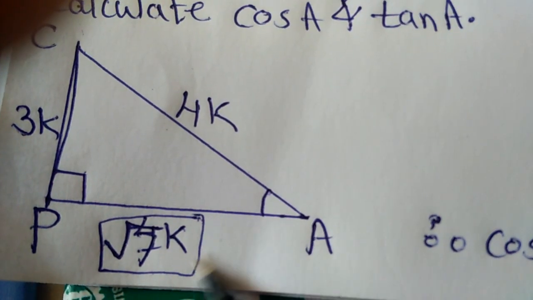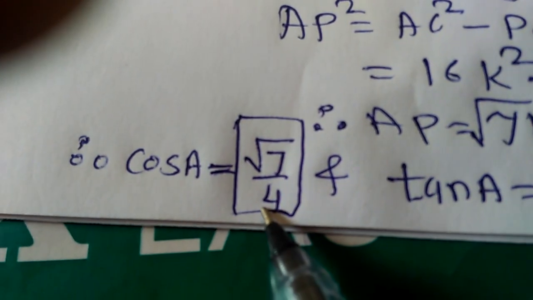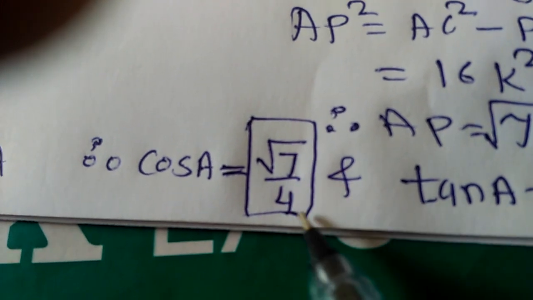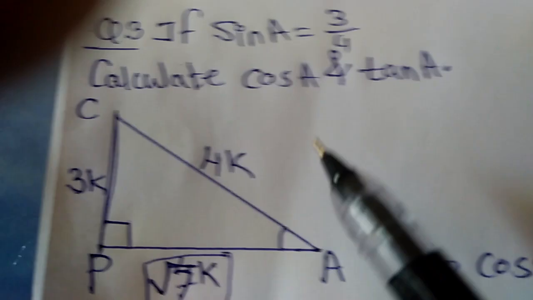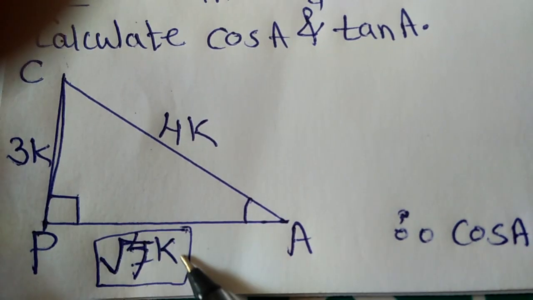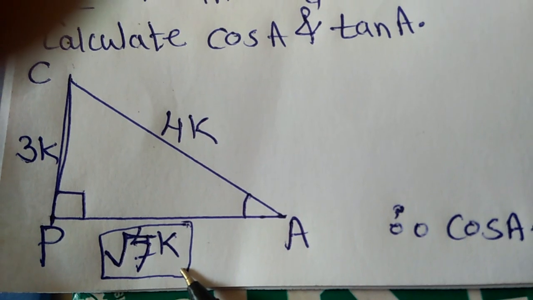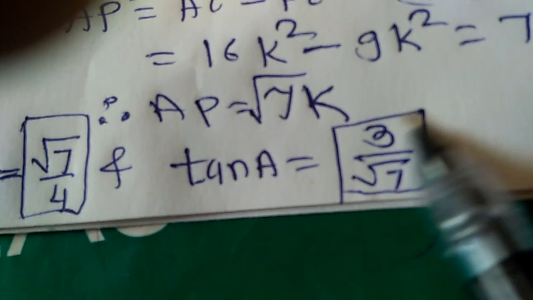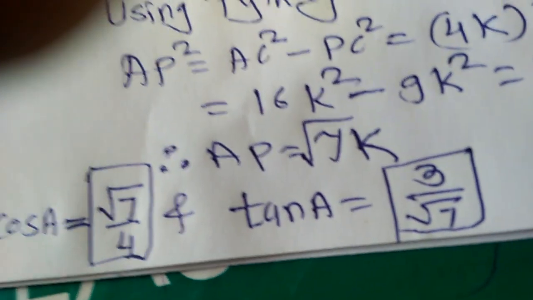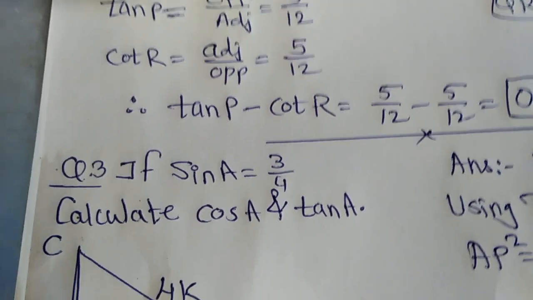Cos A is adjacent side upon hypotenuse. What is the adjacent side upon hypotenuse? That is root 7K upon 4K. K gets cancelled. Root 7 by 4. What is the tan A? Tan A is equal to opposite upon adjacent. That is 3K upon root 7K. K gets cancelled. Then the answer is 3 upon root 7. In this way, we see the 3 questions from exercise 8.1.